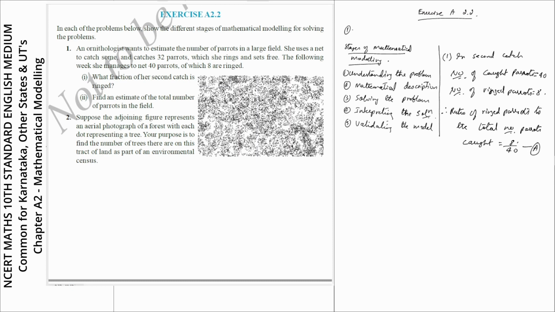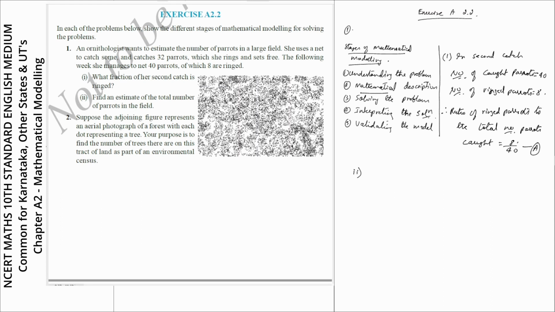Now this step is also the mathematical description. In the stages of mathematical modeling, the second stage is mathematical description. So here mathematically I have described the ratio of ringed parrots to the parrots caught. And coming to the second sub question, they are asking to find an estimate of the total number of parrots in the field.